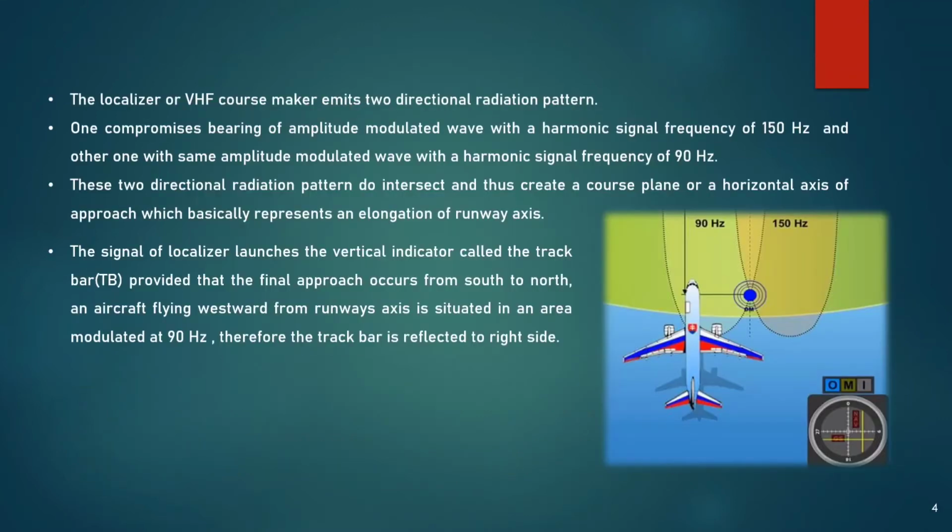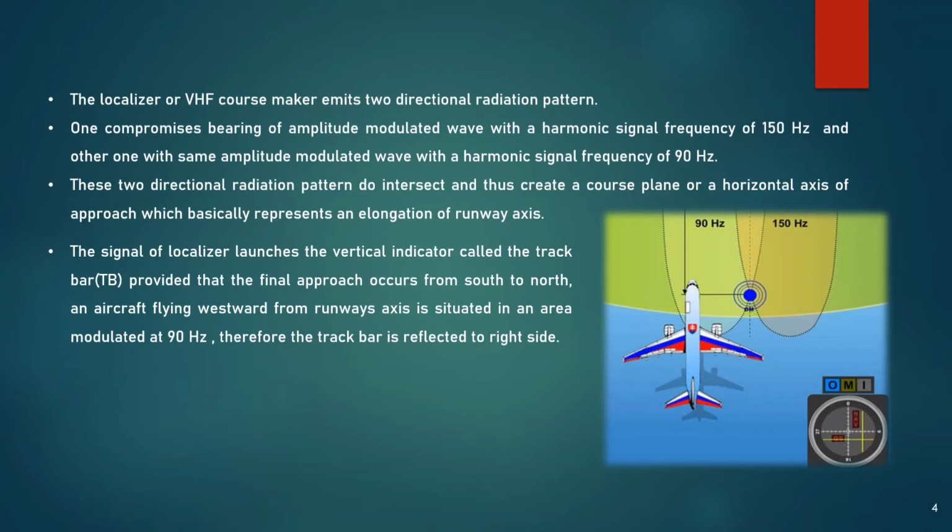The localizer or VHF course marker emits a two-directional radiation pattern. One comprises an amplitude modulated wave with a harmonic signal frequency of 150 Hz, and the other the same amplitude modulated wave with a harmonic signal frequency of 90 Hz. These two directional radiation patterns intersect and thus create a course plane, or a horizontal axis of approach, which basically represents an elongation of the runway axis.